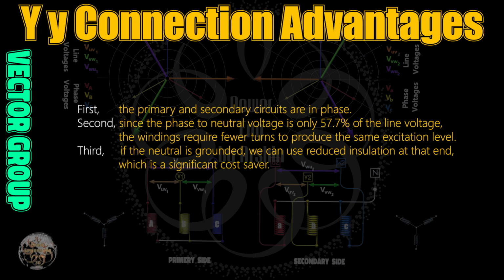Although care must be exercised when using YY connection, it has inherent advantages. First, the primary and secondary circuits are in phase. Second, since the phase to neutral voltage is only 57.7% of the line voltage, the windings require fewer turns to produce the same excitation level. Third, if the neutral is grounded, we can use reduced insulation at that end, which is a significant cost saver.